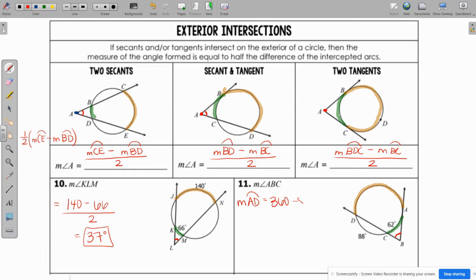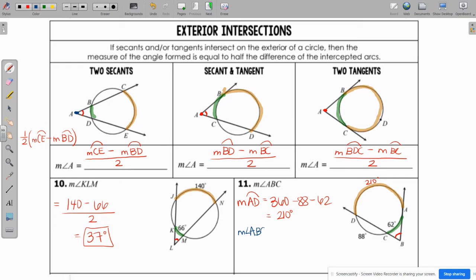So I can take away the 88 degrees and the 62 degrees to figure out what's left. And in this case, that would be 210 degrees. So this arc here is 210 degrees. That's what I'm going to use in order to find the measure of angle ABC.